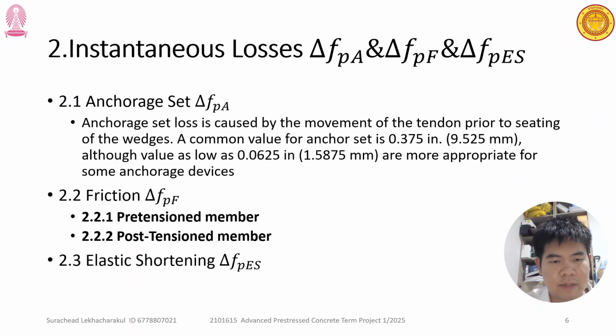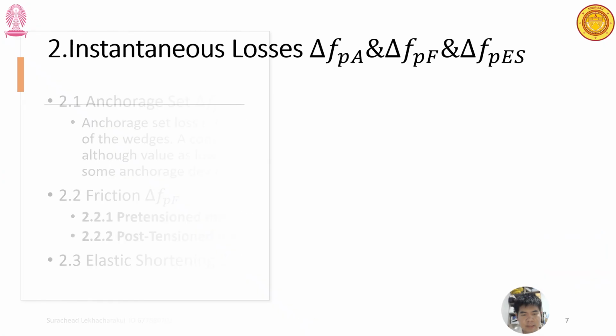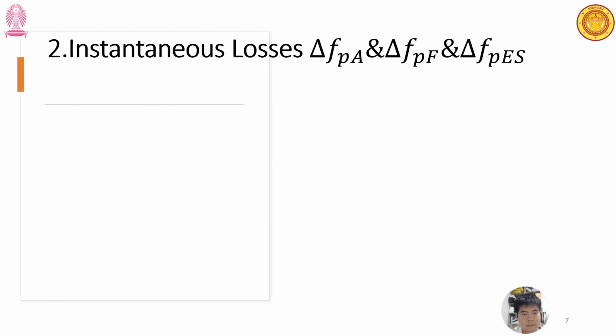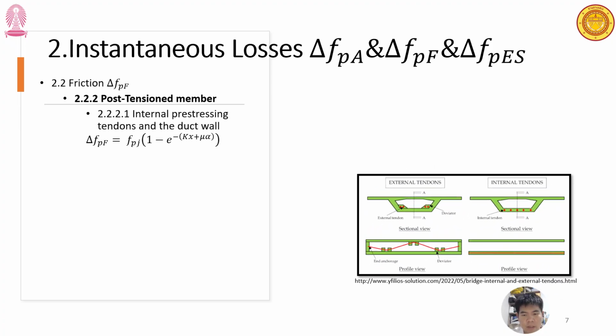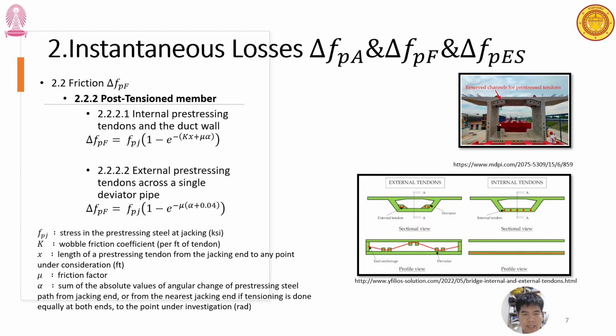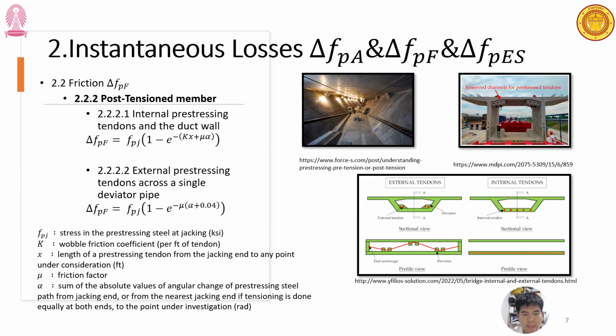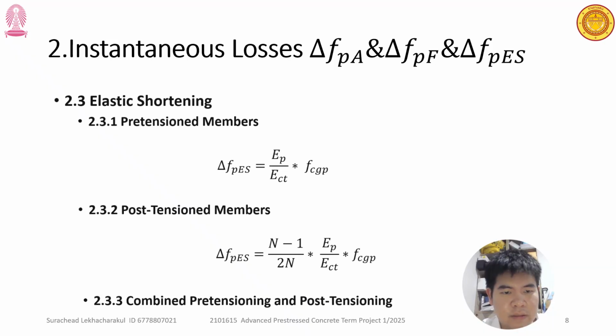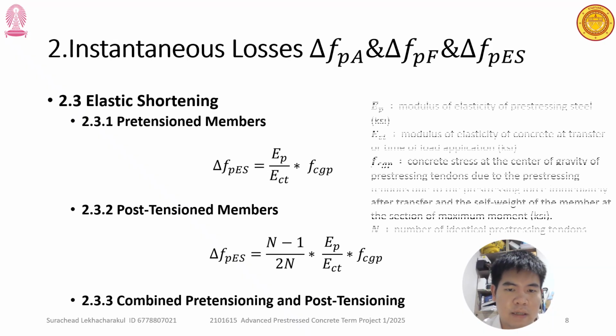Okay, for the anchorage set, friction loss, and elastic shortening. For friction loss in the post-tension member, you will see the formula in internal prestressing, which is prestressing inside the concrete, and external prestressing. You can walk inside the segmental box girder like this. Okay, that is instantaneous loss.